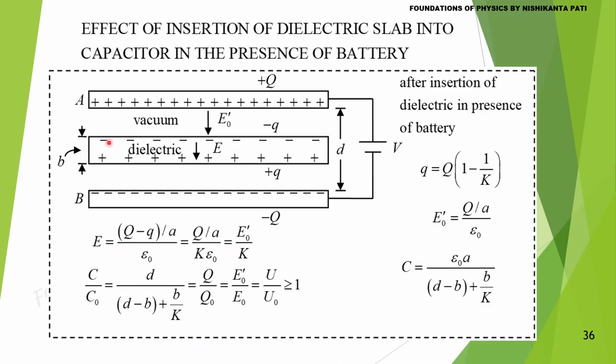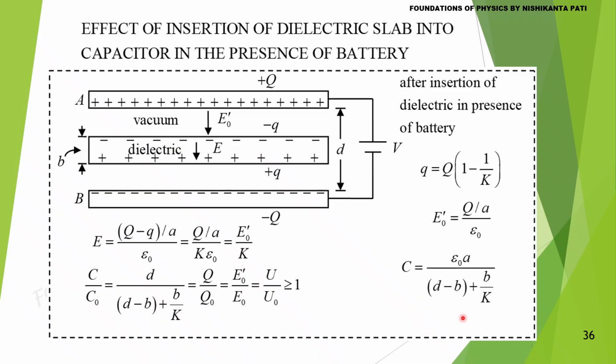Now in the presence of the battery, let us insert a dielectric slab. Since the battery is connected, there is no change in V, but the charges on the capacitor change. The electric field in this vacuum also changes compared to the previous stage. Now the electric field in the vacuum gap is E0 dash, and in the dielectric the electric field is E, which is E0 dash by K. K is the dielectric constant. Then we can find the relation between Q and Q0.